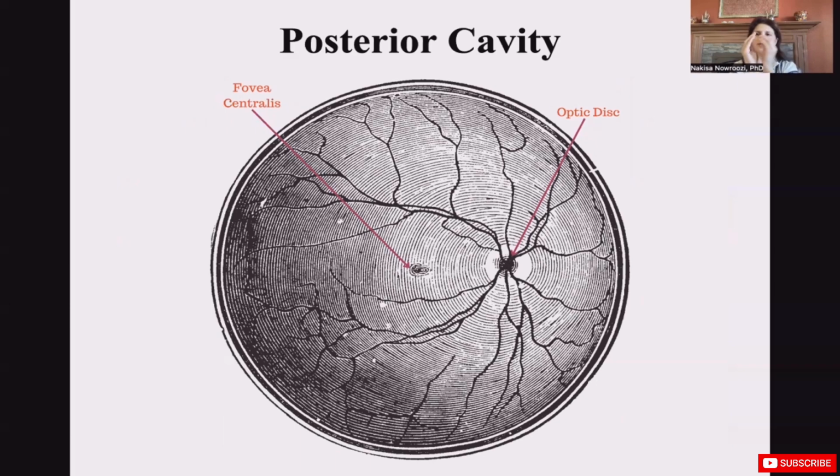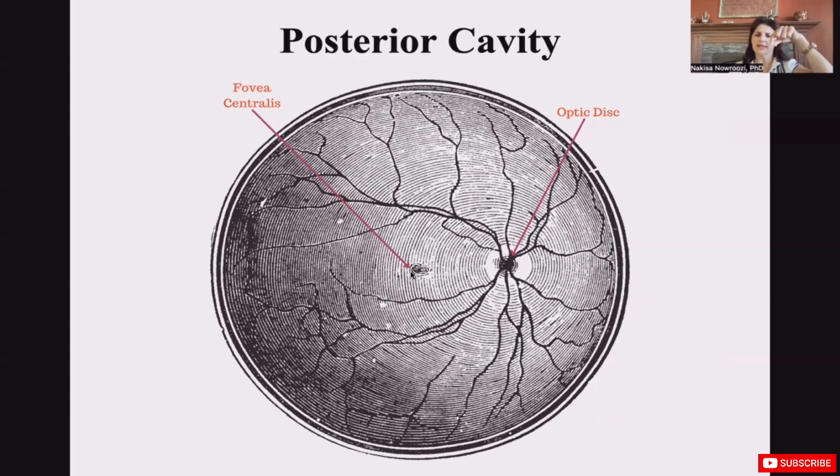This is in front of the lens of the eye, and in the back of the eye, behind the lens, is called the posterior cavity. In the posterior cavity, we can find the retina. We can find the blind spot, which is called the optic disc, and the fovea centralis, which is the most focal point.